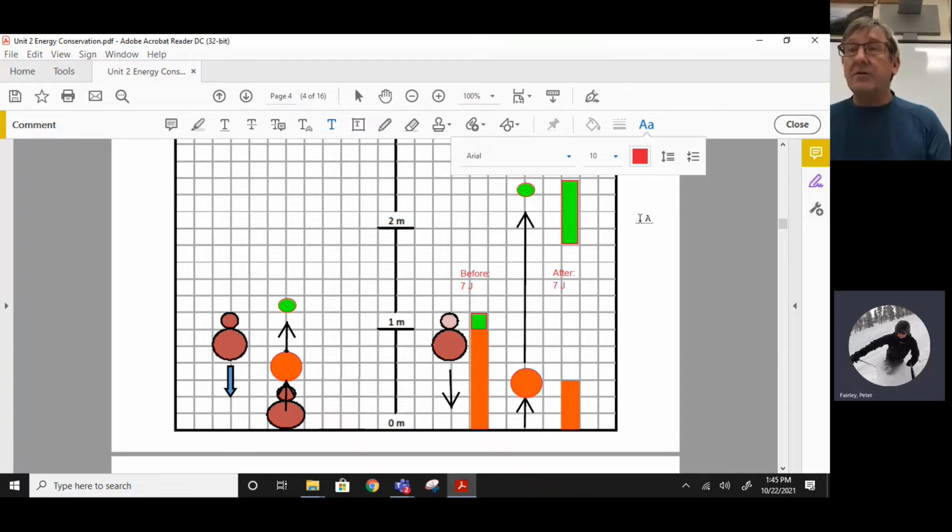Was energy created or destroyed? No. Was energy transferred? Absolutely. A lot of energy was taken away from the basketball and given to the tennis ball, but the total energy remained constant. This is what we mean by the law of conservation of energy.